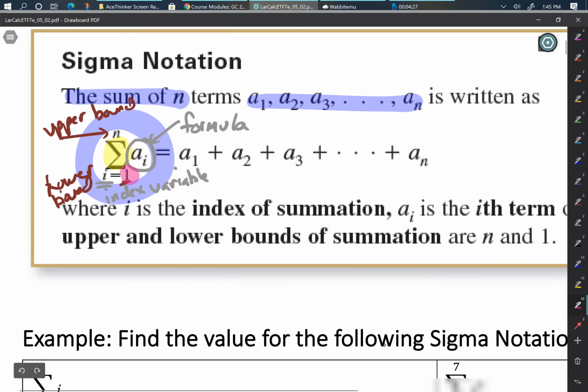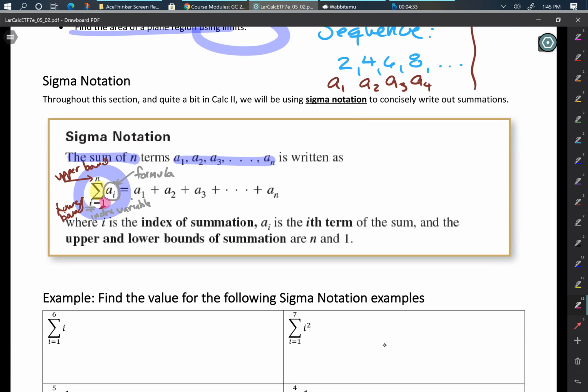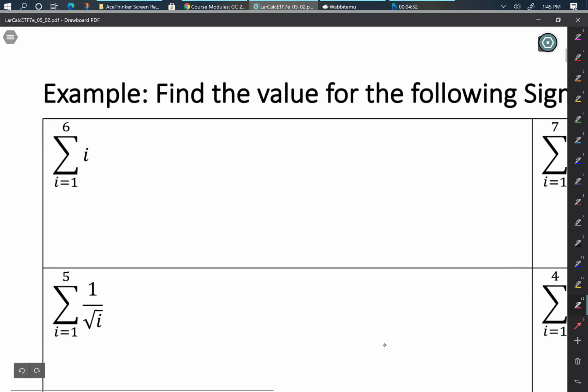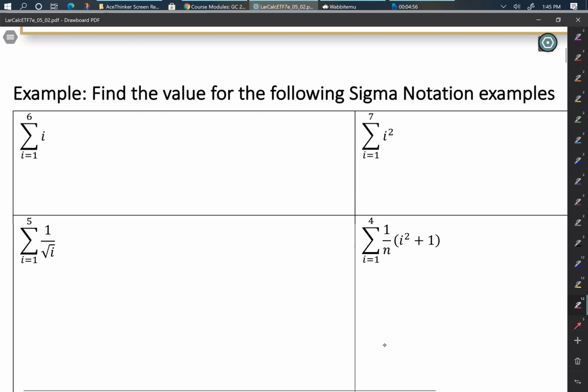Okay, so we're doing summations, a series, a summation of a bunch of terms of a sequence. We have the index. i is our index variable. a sub i is the ith term of the sum, or the general term formula for the sum. And we have upper and lower bounds. So we're adding a bunch of things together. For example, our example here is to find the following values for the sigma notation examples.